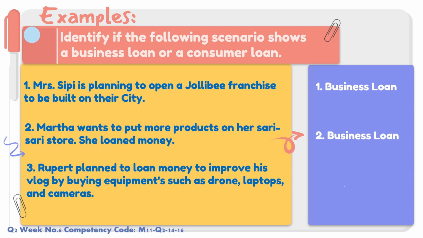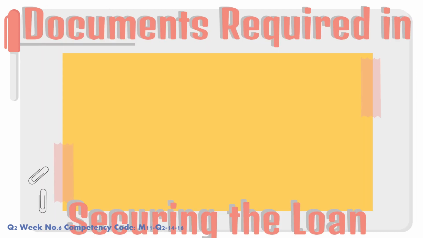Number 3, Rupert planned to loan money to improve his blog by buying equipment such as a drone, laptops, and cameras. This is a consumer loan. One of the differences between consumer and business loans is the requirements in applying for the loan. These are the documents required in securing the loan.